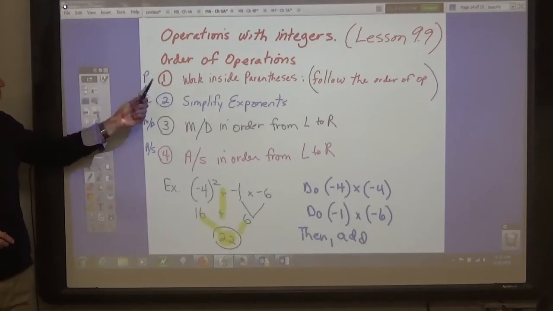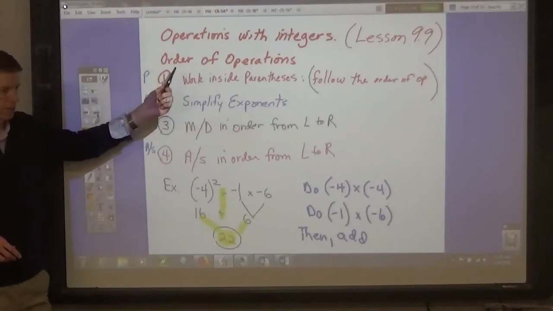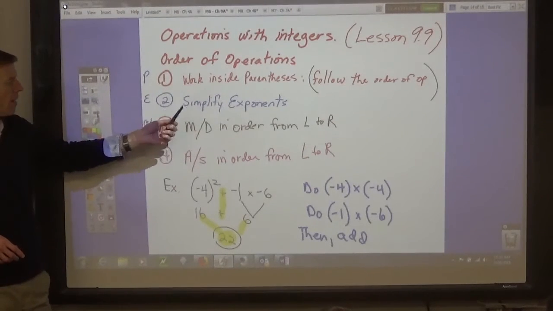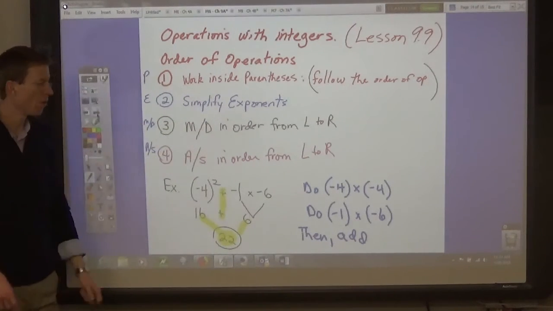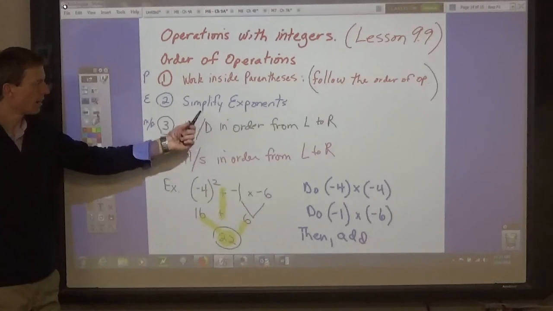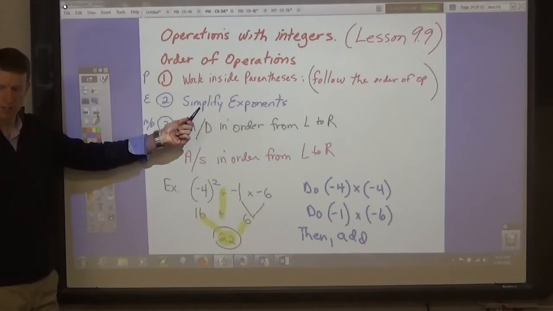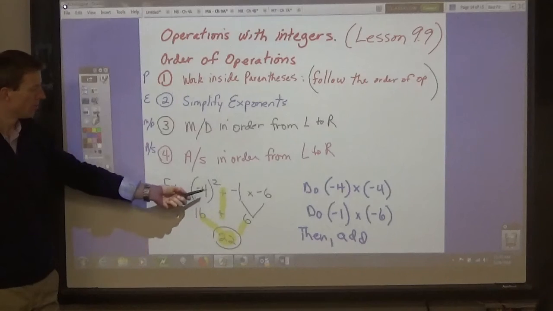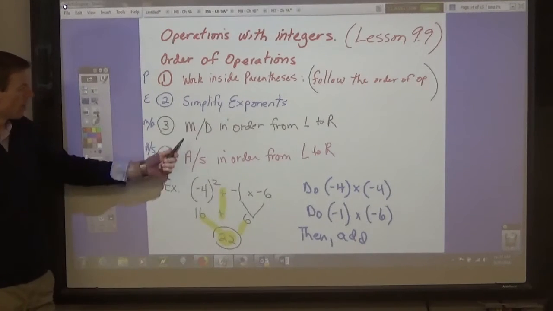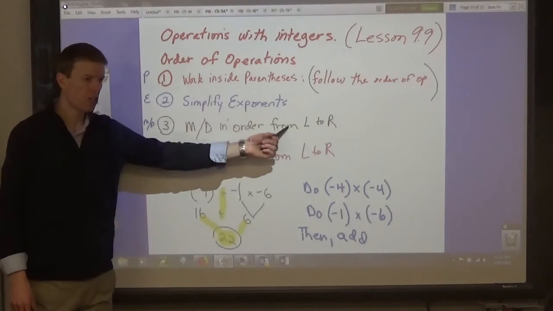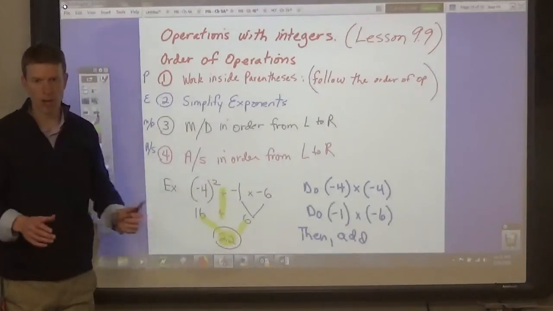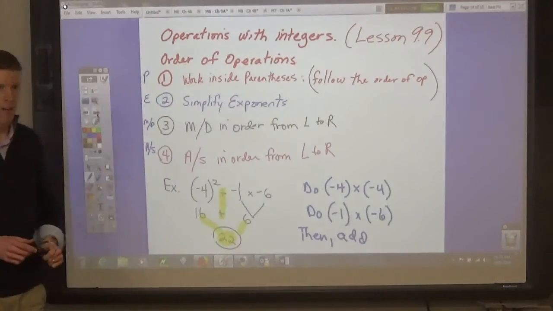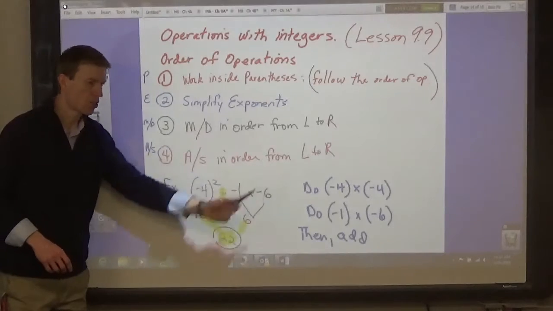Okay? So you work everything inside parentheses first and simplify that. Then you simplify exponents, the powers, like in the first example, before going on to adding and subtracting. Then you do all multiplication and division in the entire problem. And then finally do addition and subtraction.